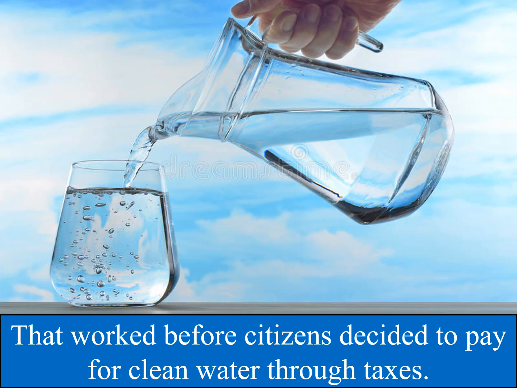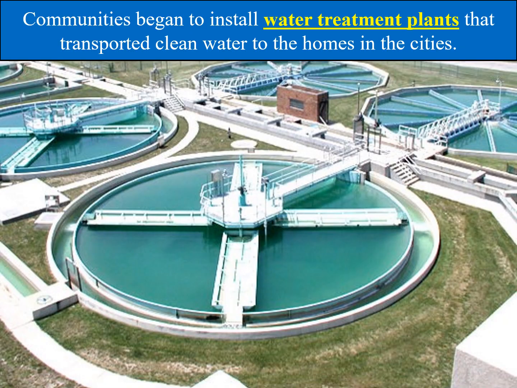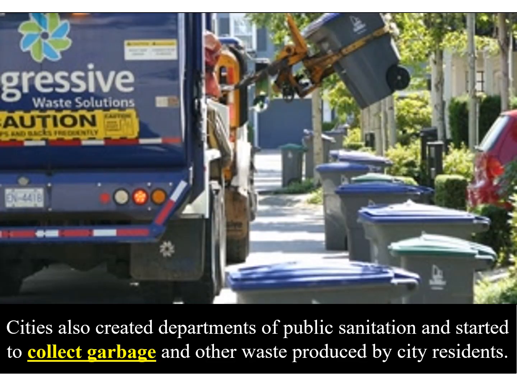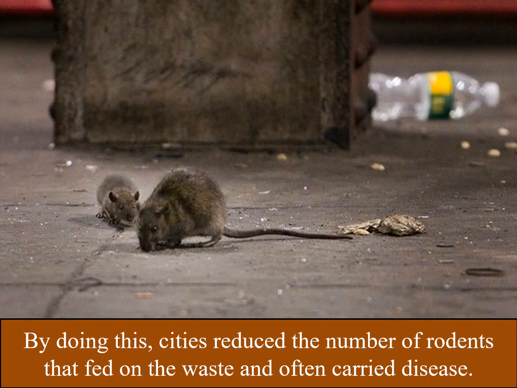That worked before citizens decided to pay for clean water through taxes. Communities began to install water treatment plants that transported clean water to the homes in the cities. Cities also created departments of public sanitation and started to collect garbage and other waste produced by city residents. By doing this, cities reduced the number of rodents that fed on the waste and often carried disease.